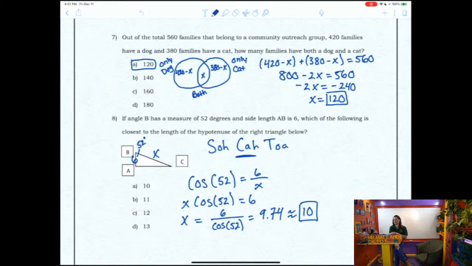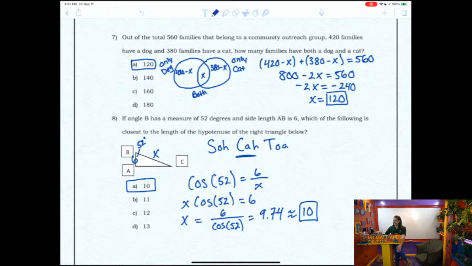equal to 6 divided by cosine of 52, which is going to be about 9.74, which, looking at the answer selections, is closest to answer selection A, which is about 10. Well, the answer selection A is 10, 9.74 is about 10.